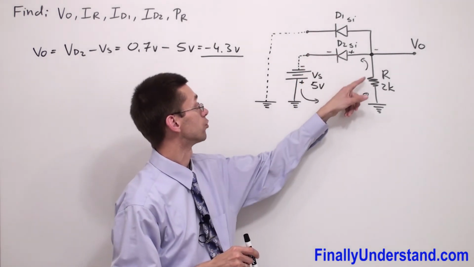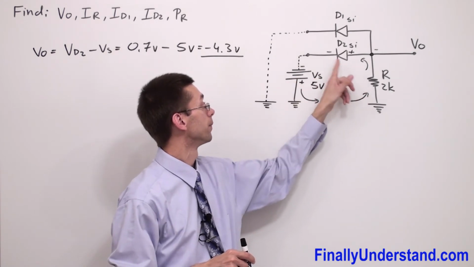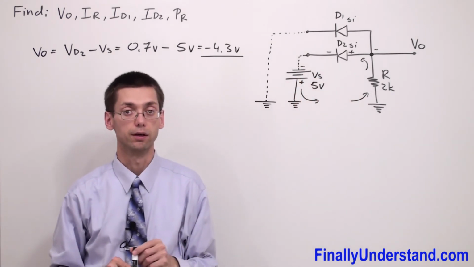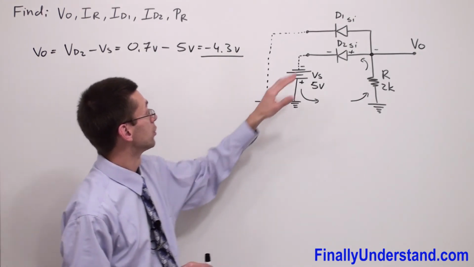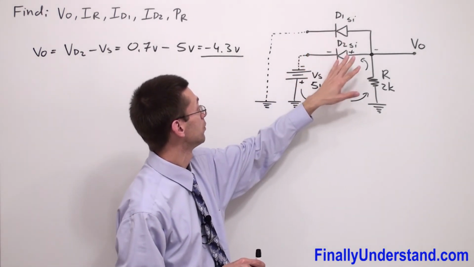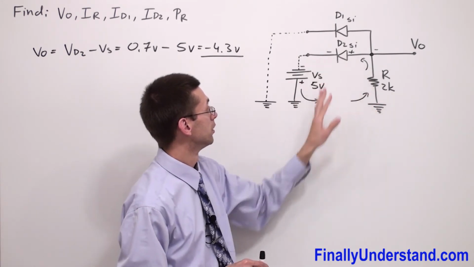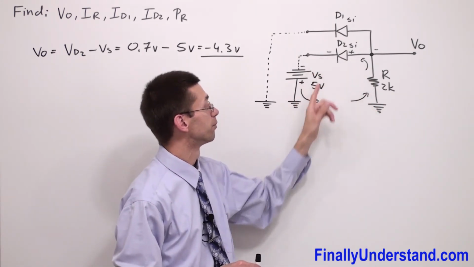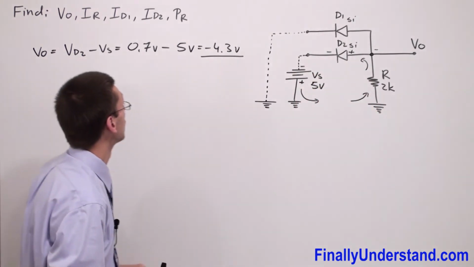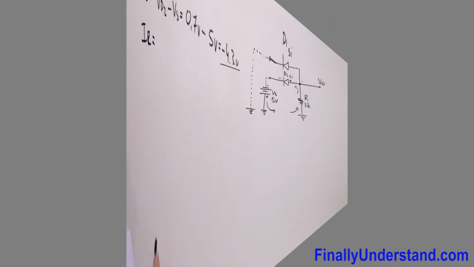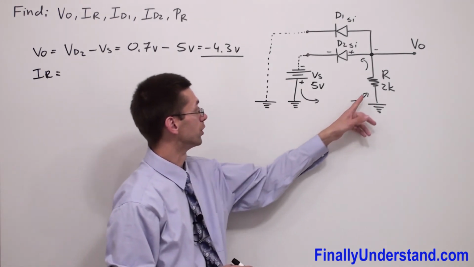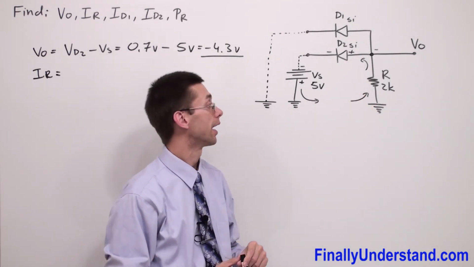That's why I concentrate only on this part which has the voltage source. We don't worry about this diode, and we are going to concentrate just on this part of the circuit. So what are we supposed to find next? We're supposed to find IR. IR is the current which goes through this resistor.